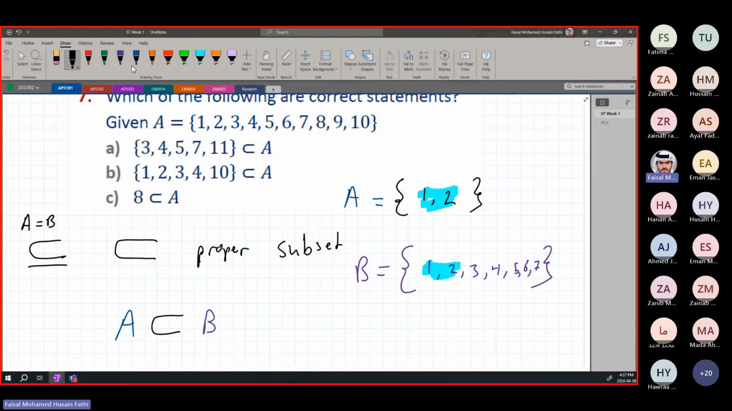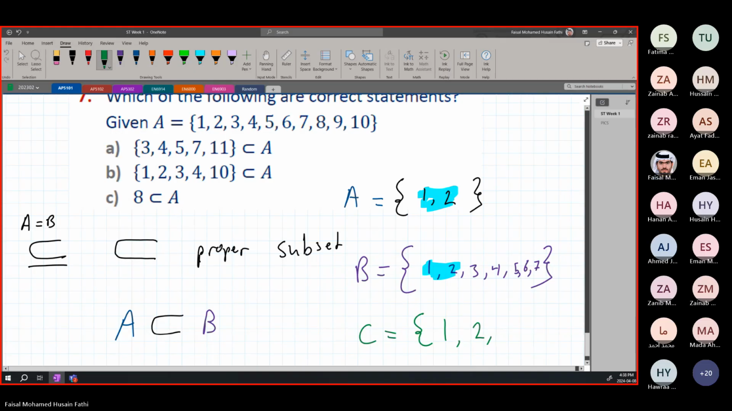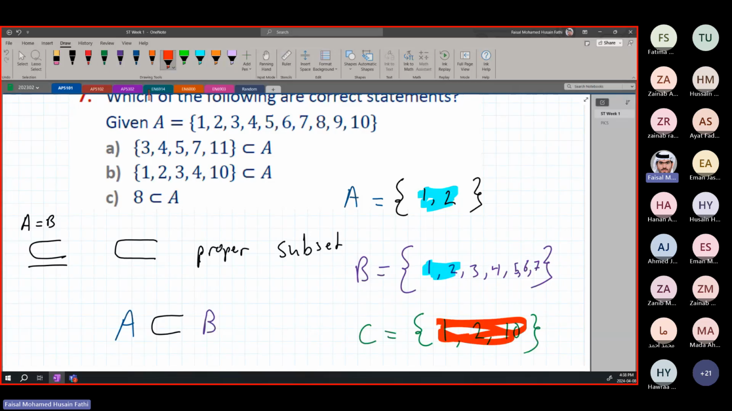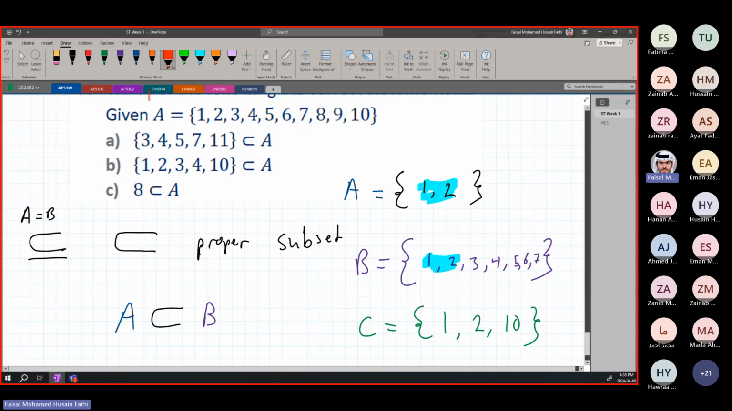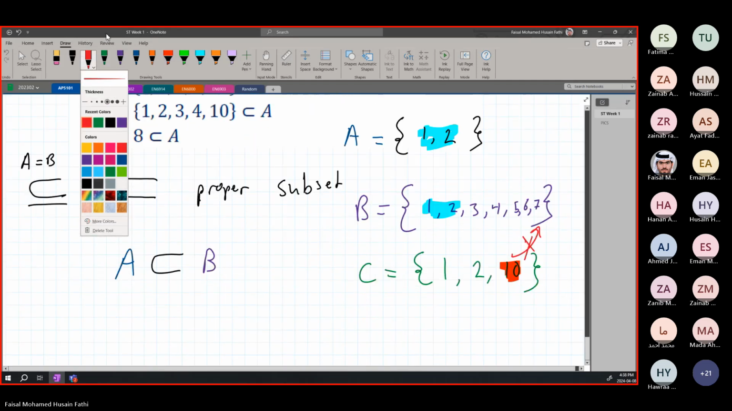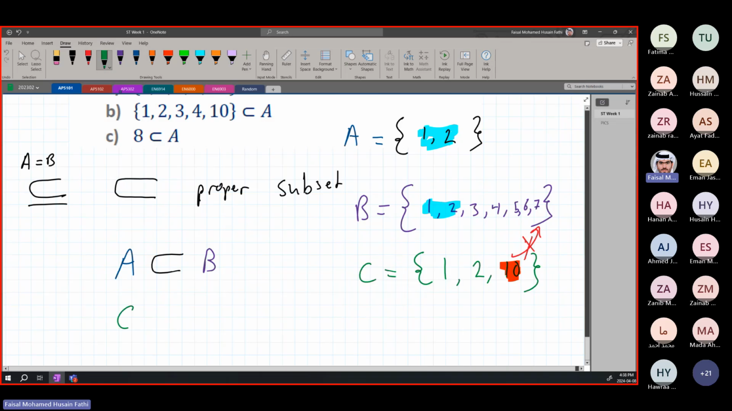Coming back to this point, an example of something that would not be a subset: let's say C is equal to {1, 2, 10}. In this case, we have a value that is not inside. Actually, let me just highlight. We have this value 10, which is not in this set. It does not exist. So we cannot say that C is a subset of B. C is not a subset of B. And this is how you would write not a subset. All right?